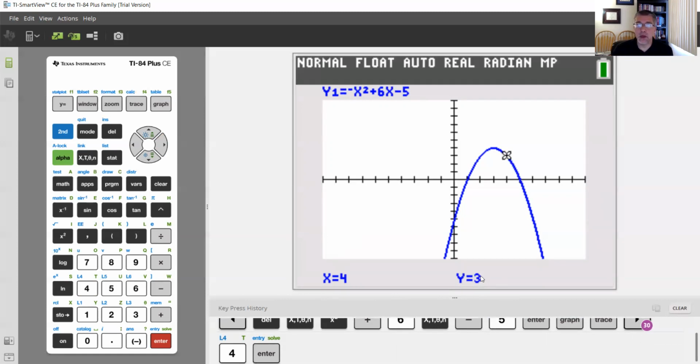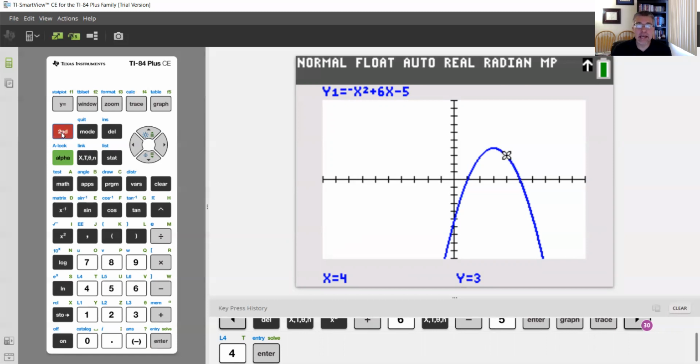Oh, nice. But what about the maximum value? How do we find the maximum value here? Well, instead of trace, we're going to use second trace. The second key will give me all of the functions in blue on the calculator. The blue key gives me all the functions that are above the buttons on the calculator.